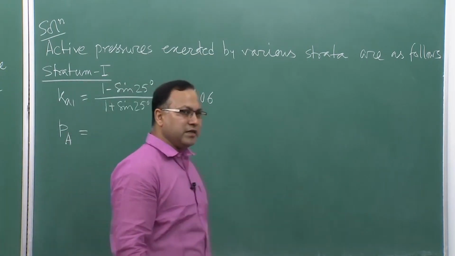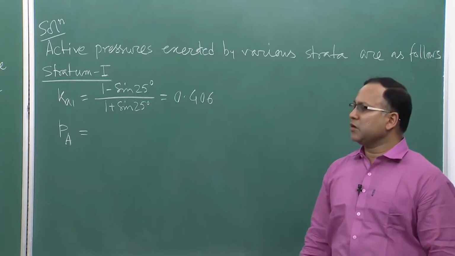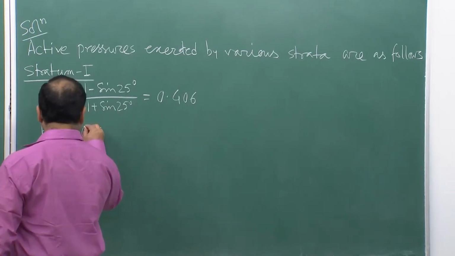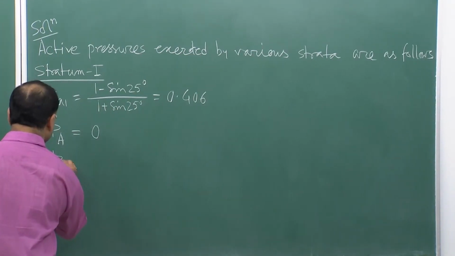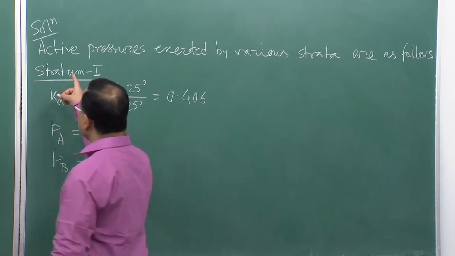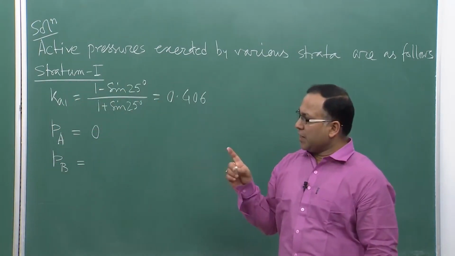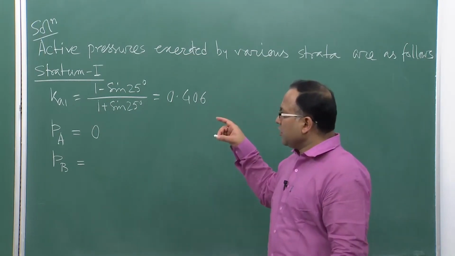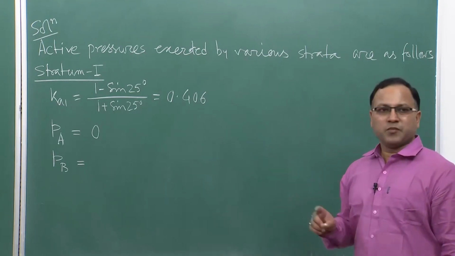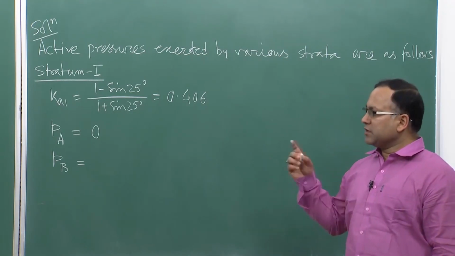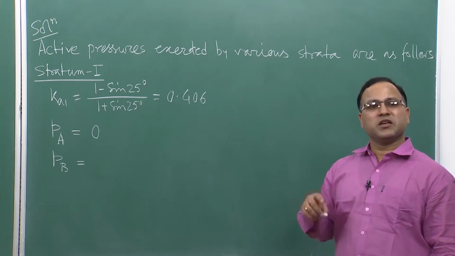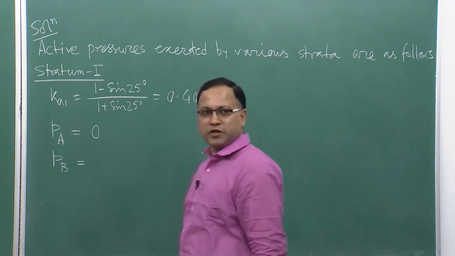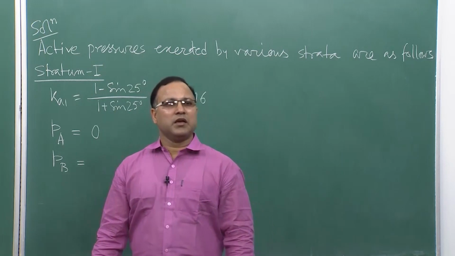Now, what is the pressure at point A? Point A is at the top of the wall. So, what is the active earth pressure at point A? That is 0, right? Fine. Now, what is the pressure at point B when you are considering stratum 1? Please remember, because at point B you have the interface between stratum 1 and stratum 2. That means, when you are within stratum 1, at that time you will get some pressure at point B, and when you are considering stratum 2, at that time also you will get some pressure at point B. So, basically at the interface you will get some jump, right. We have already seen discontinuity in some problem in the last class.